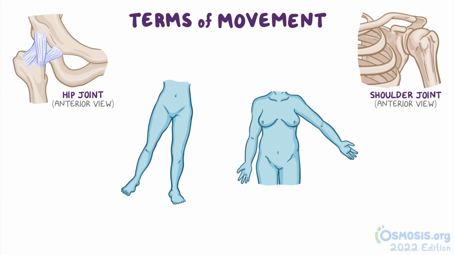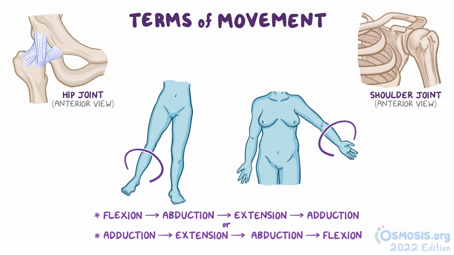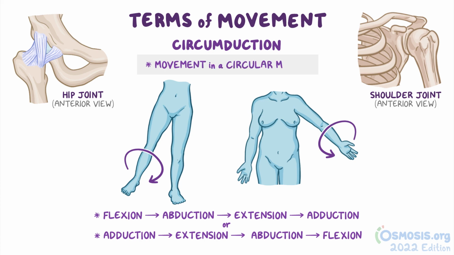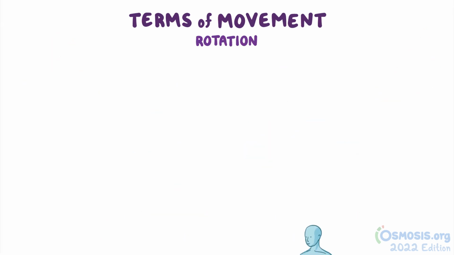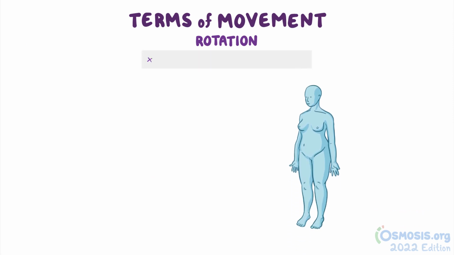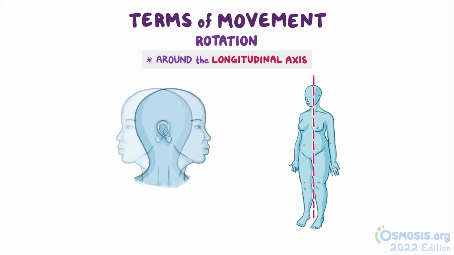Now, at some joints, like the hip and shoulder, if we sequentially perform flexion, abduction, extension, and adduction, or these movements in the opposite order, we get a compound circular movement called circumduction. In circumduction, the proximal end of the joint remains fixed while its distal end moves in a circular motion. Rotation may sound the same, but it actually involves movements that are done around the longitudinal axis of the body, like rotating your head and neck side to side when you want to say no.